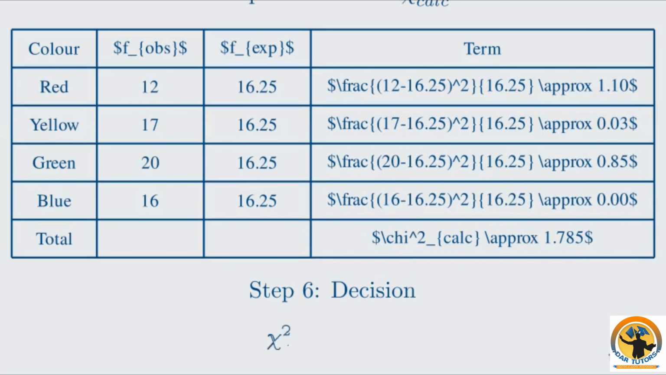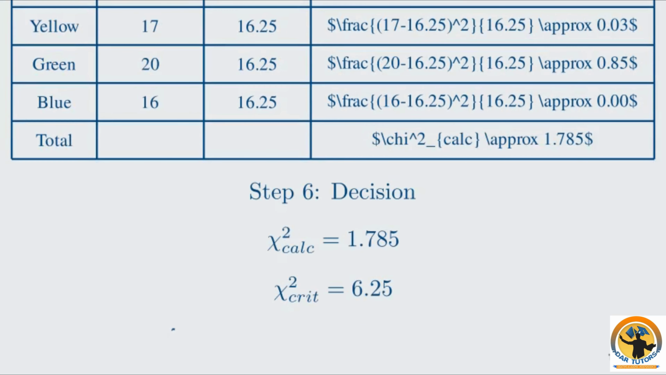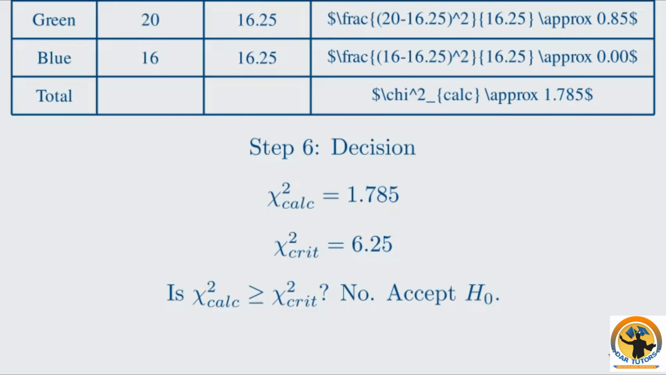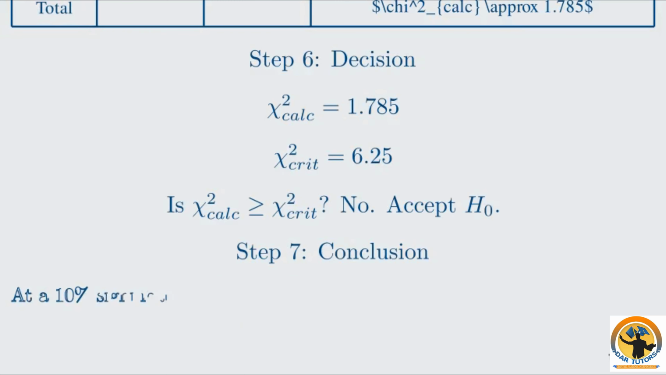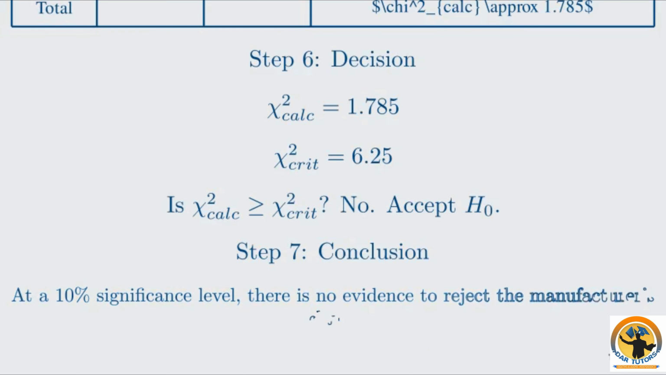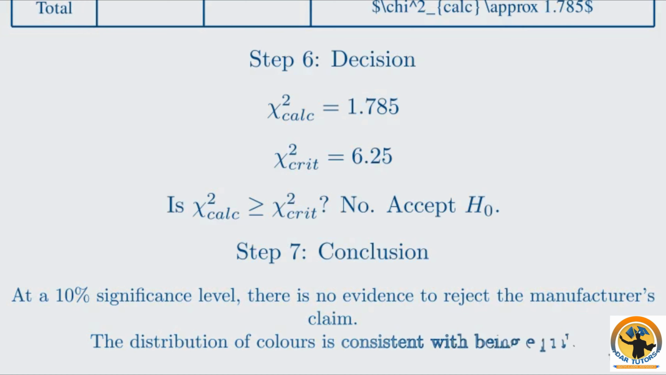Step 6. Decision. We compare our calculated statistic 1.785 to the critical value 6.25. Since our chi-squared calc is smaller than the critical value, it does not fall into the critical region. We therefore accept H0. Step 7. Conclusion. At a 10% level of significance, there is no evidence to reject the manufacturer's claim. The observed distribution of colors is consistent with the claim of equal quantities.